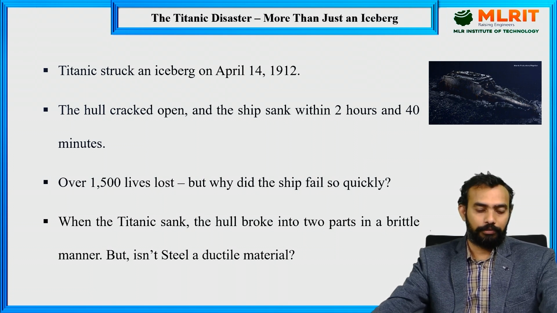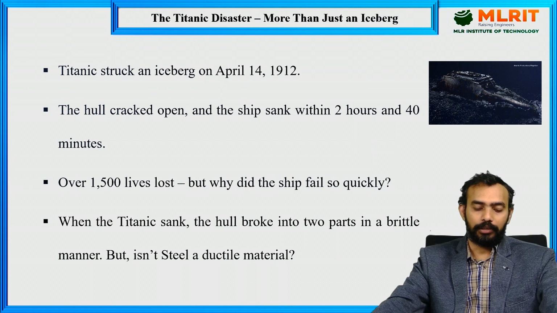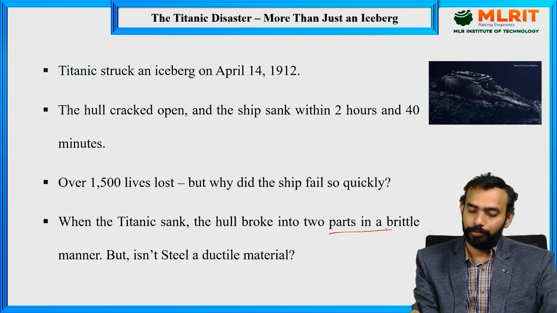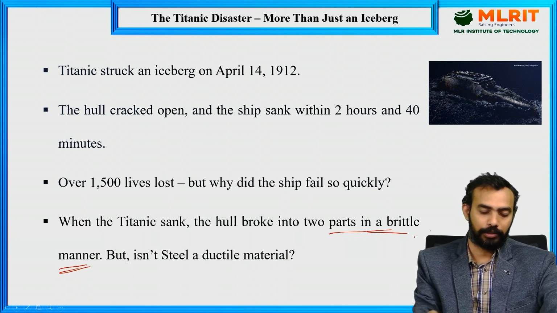Almost 1,500 lives were lost. But why did the ship fail so quickly? It is 2.5 hours, but why did the ship fail so quickly in its first voyage itself? When the Titanic sank, the hull broke into two parts, as we have seen in the movie also, basically in a brittle manner. It is not like a ductile failure. It is a brittle failure, a sudden failure.